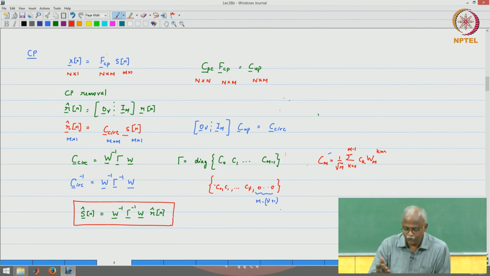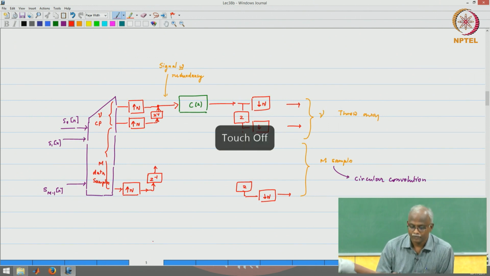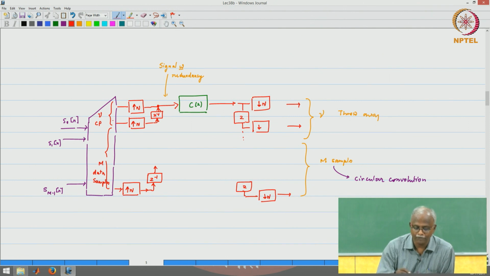So, I hope this part of it is clear and that you are comfortable with this information. Let me just show you some of the slides from last time that we wrote. Okay. The insertion of the cyclic prefix. So, that happens through the multiplication with the FCP matrix. So, we can see that is happening by adding some new entries at the top.